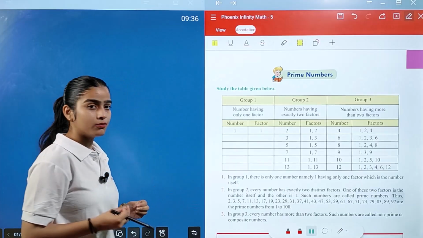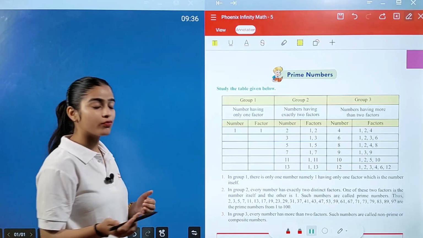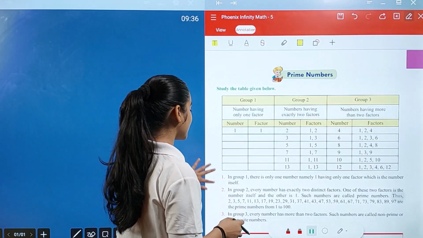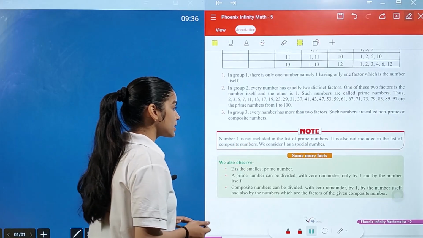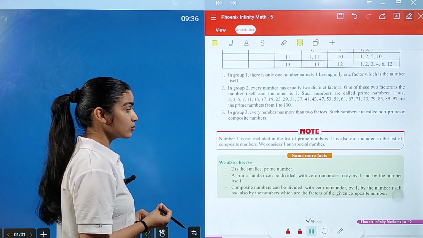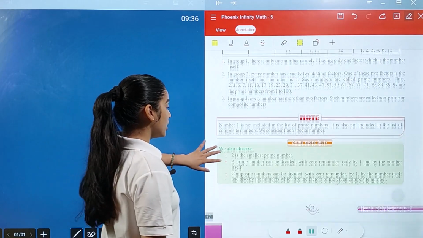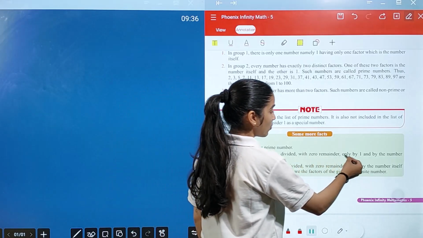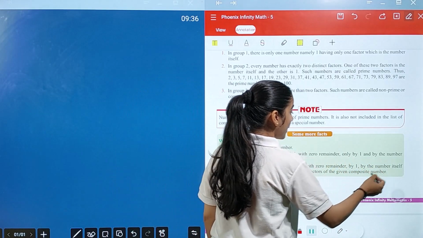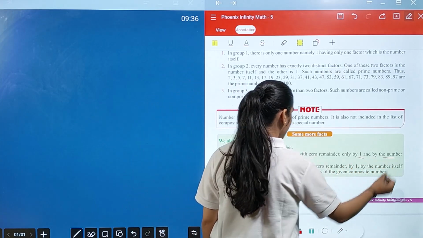According to what we understand, prime numbers are those numbers which have only two factors, 1 and the number itself. Number 1 is not included in the list of prime numbers. It is also not included in the list of composite numbers. We consider 1 a special number. 2 is the smallest prime number. A prime number can be divided with 0 remainder only by 1 and by the number itself. So we have only two factors, 1 and the number itself.